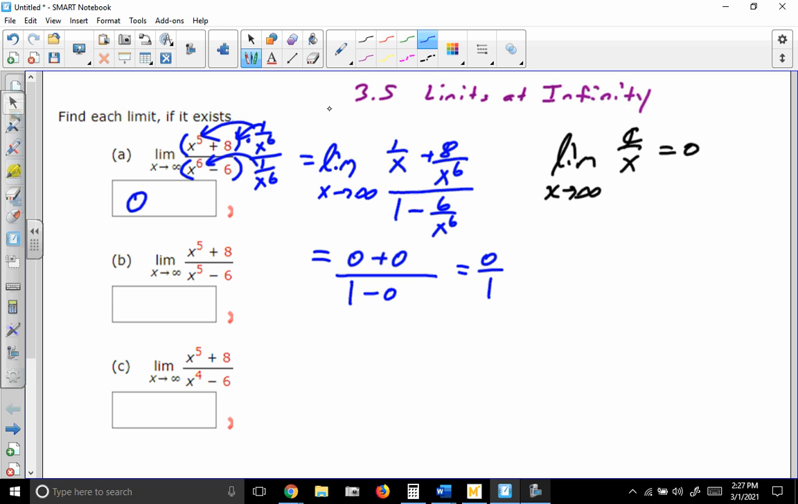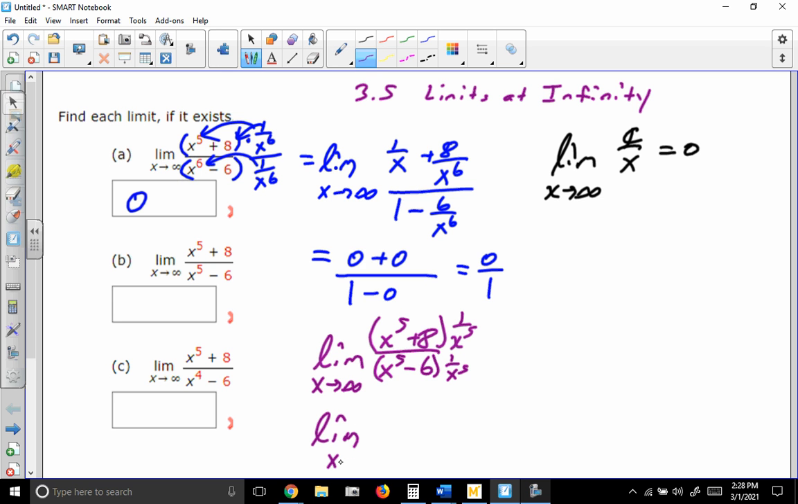Now, what about the middle one? So let's take a look at it. Let's look at the limit of x to the 5th plus 8 over x to the 5th minus 6 as x goes to infinity. So again, by direct substitution, we would get infinity over infinity, which is indeterminate. But since our largest power of x is 5, we're going to multiply top and bottom by 1 over x to the 5th.